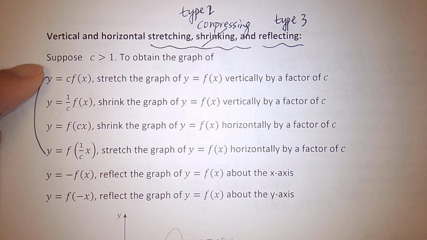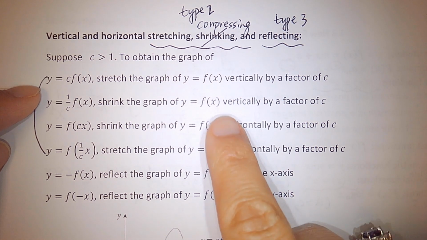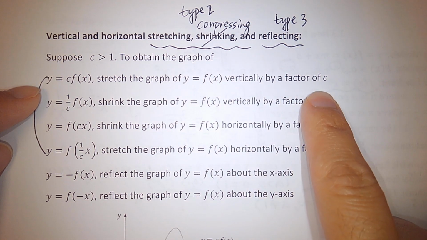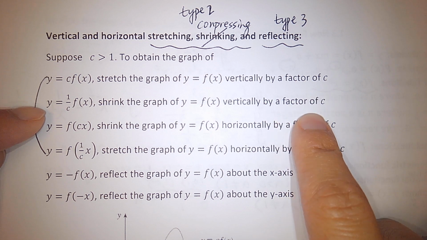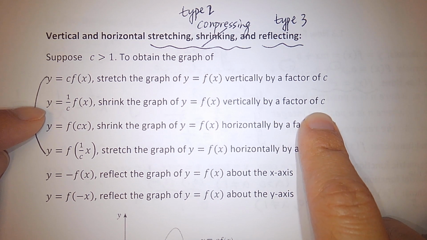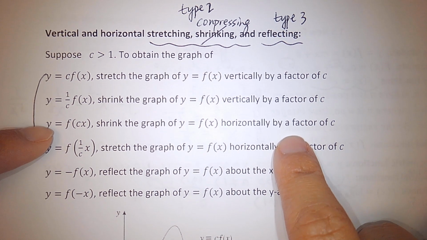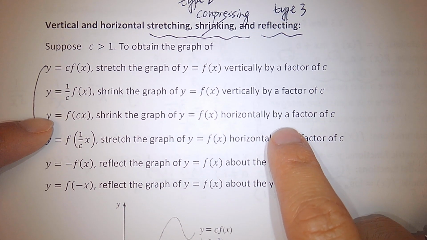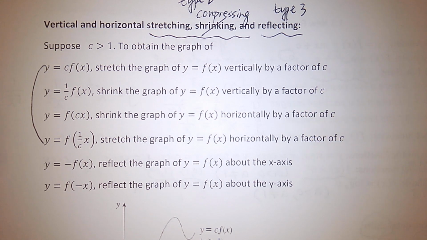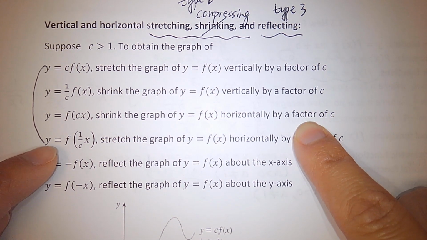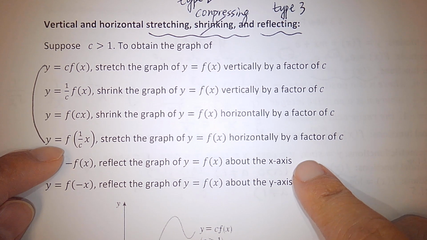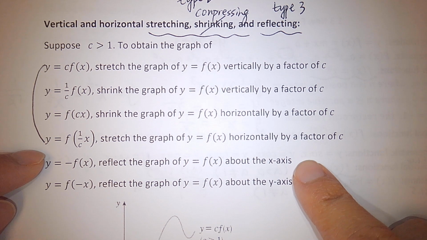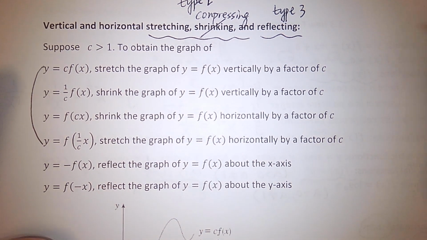Suppose c is greater than 1. To obtain the graph of y equals c f of x, stretch the graph of y equals f of x vertically by a factor of c. Y equals 1 over c f of x, shrink the graph vertically by a factor of c. Y equals f of c times x, shrink the graph horizontally by a factor of c. And y equals f of 1 over c times x, stretch the graph horizontally by a factor of c. Very good, thanks. Well, here c is greater than 1.